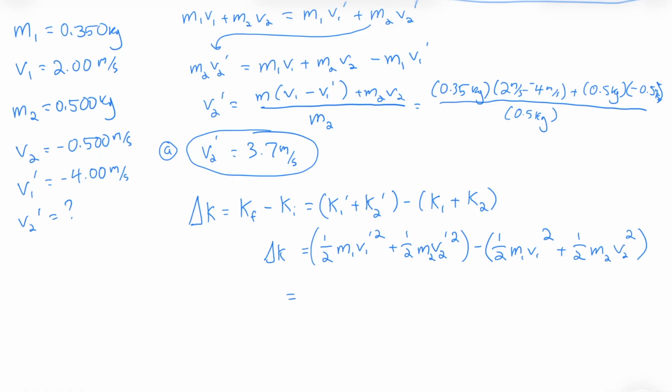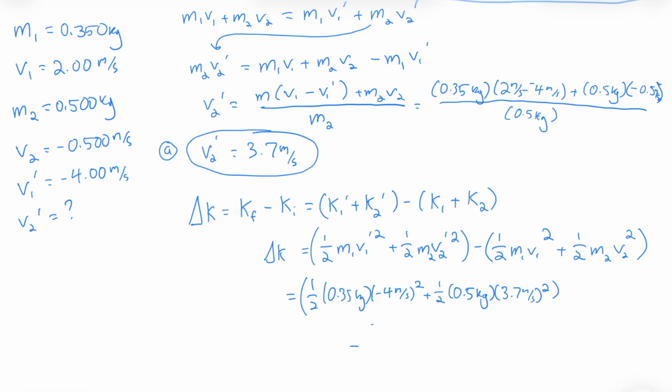So our change in kinetic energy will be 1/2 times 0.35 kilograms times the final velocity for car 1, which is negative 4 meters per second. But that's going to get squared, so the negative doesn't actually matter there. Remember, kinetic energy can't be negative. And then we're going to add that to the final kinetic energy for car 2, which is 1/2 times its mass, 0.5 kilograms, times its final velocity that we found, 3.7 meters per second. And we're going to square that.